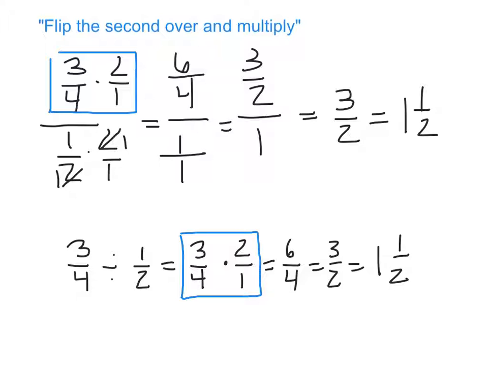So mathematicians actually came up with a shortcut so that you don't have to do all of this work when you divide fractions. All you have to do is flip the second over and multiply. And this is the process we are going to use as we solve our complex fractions.